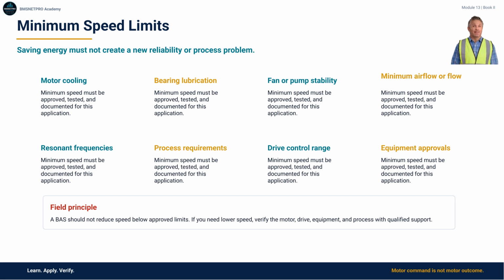Lower speed can save energy, but minimum speed is not just a software preference. It may be limited by motor cooling, bearing lubrication, fan or pump stability, minimum airflow, minimum water flow, resonant frequencies, process requirements, or the drive control range. Before lowering minimum speed, confirm the approved equipment limits and validate the process outcome. Saving energy is not success if the equipment becomes unstable or unreliable.